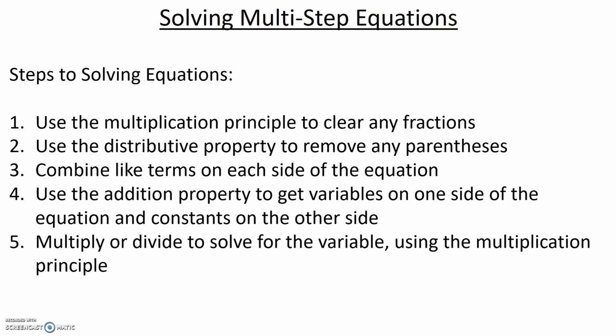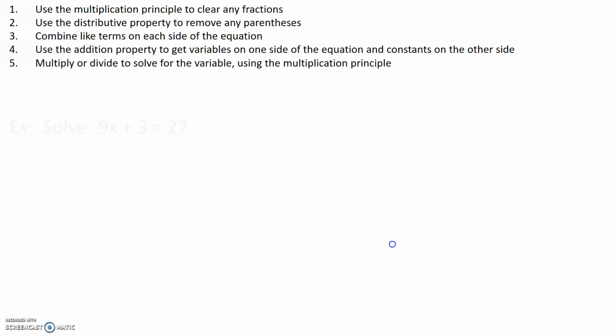Number 2, use the distributive property to remove any parentheses. Number 3, combine like terms on each side of the equation. Number 4, use the addition property to get variables on one side of the equation and constants on the other side. It doesn't matter which side we put the variables and constants on, as long as they're on opposite sides. And lastly, multiply or divide to solve for the variable using the multiplication principle. Let's look at some examples.